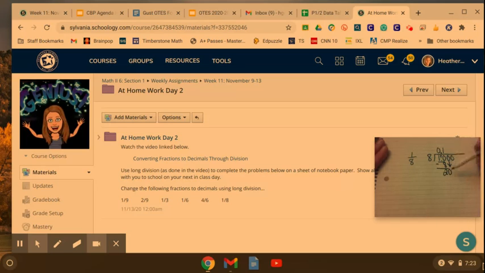How many times does 8 fit into 20? Or how many groups of 8 fit into 20? There are 2. That gets me 16. And I subtract. And I'm going to end up with 4. Bring down the next number. And then how many times does 8 fit into 40? 8 times 5 is 40.